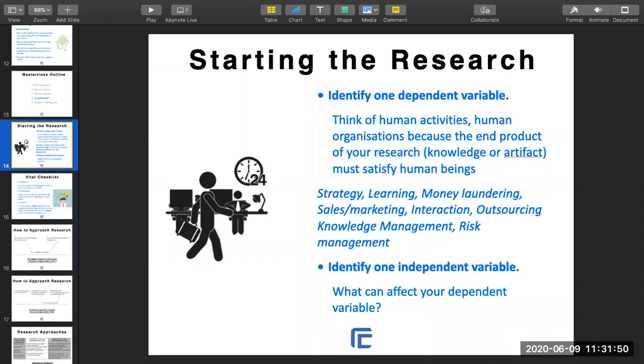Then you look in your discipline and ask yourself, what in your discipline can affect your dependent variable? Me, I'm in information systems, so I have to look for a technology that can affect the dependent variable. For instance, how does mobile banking help reduce poverty? Mobile banking is my independent variable and poverty is my dependent variable. So always look out for these two variables in your topic.